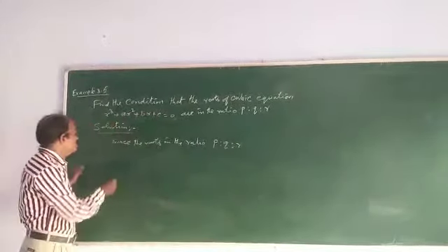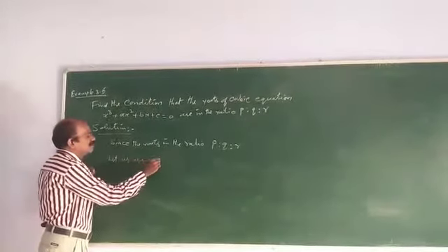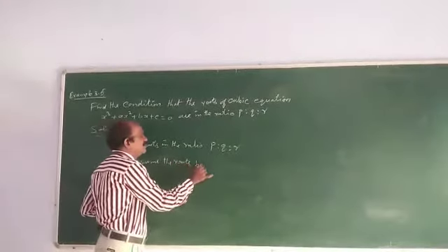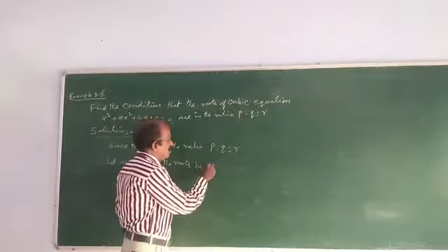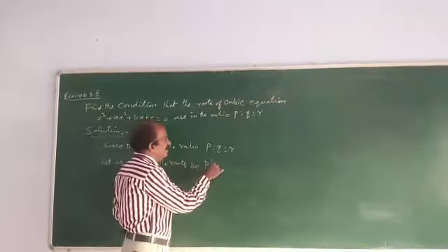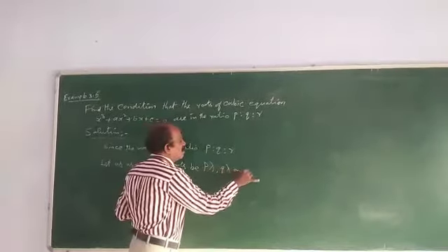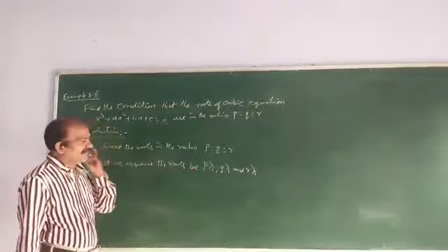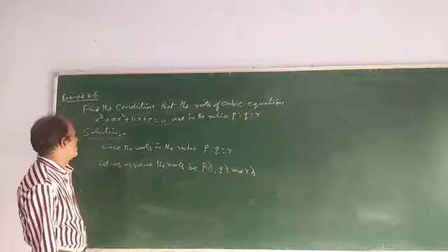let us assume the roots. You can multiply any constant value in this ratio. Let us assume the roots p lambda, q lambda, and r lambda.